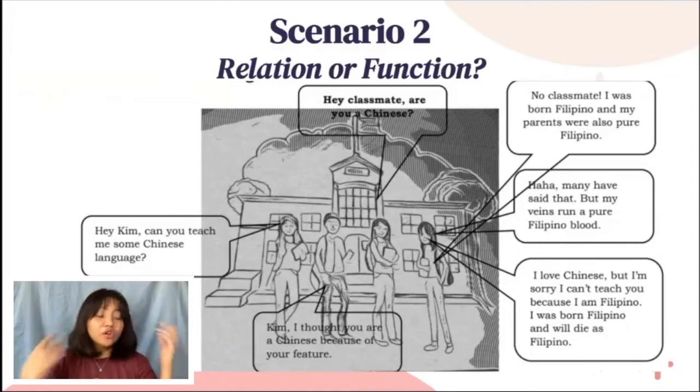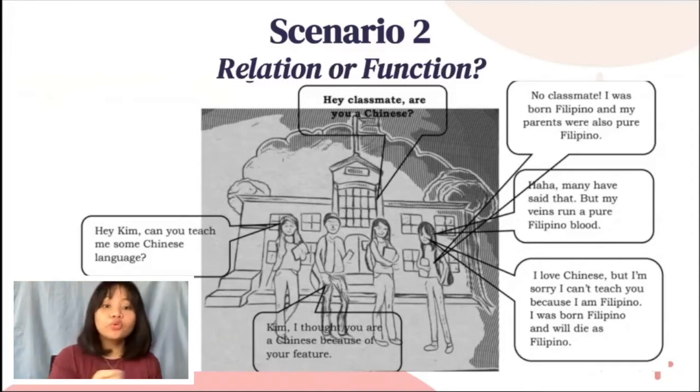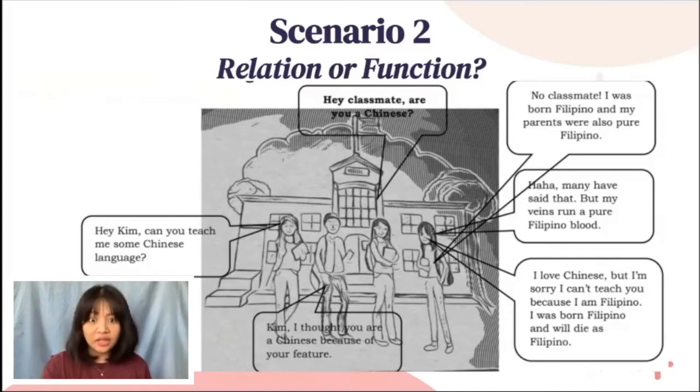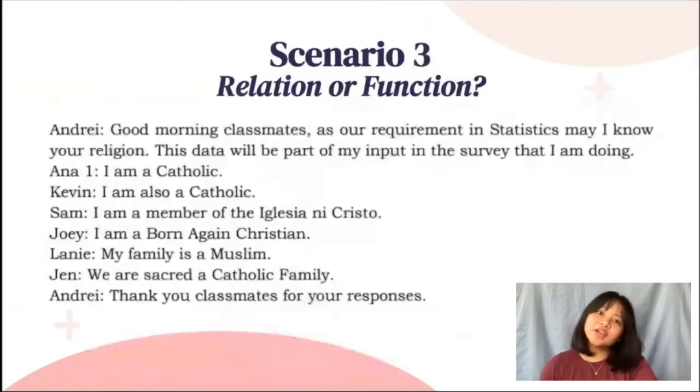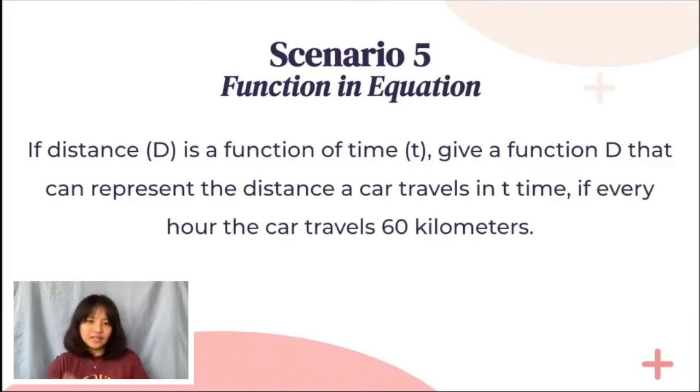Kasi meron tayong law sa Pilipinas, yung RA 9225. This is not applicable to Kim since she was born in the Philippines and never a citizen of the other country. Let's go now to scenario number 3. Sabi ni Andre, good morning daw classmates, as our requirement in statistics. May I know your religion. So, a religion is also an example of function because a person can never have in paper two religions. So, sige, another example pa, paano natin isusulat tong real life situation in a function form?